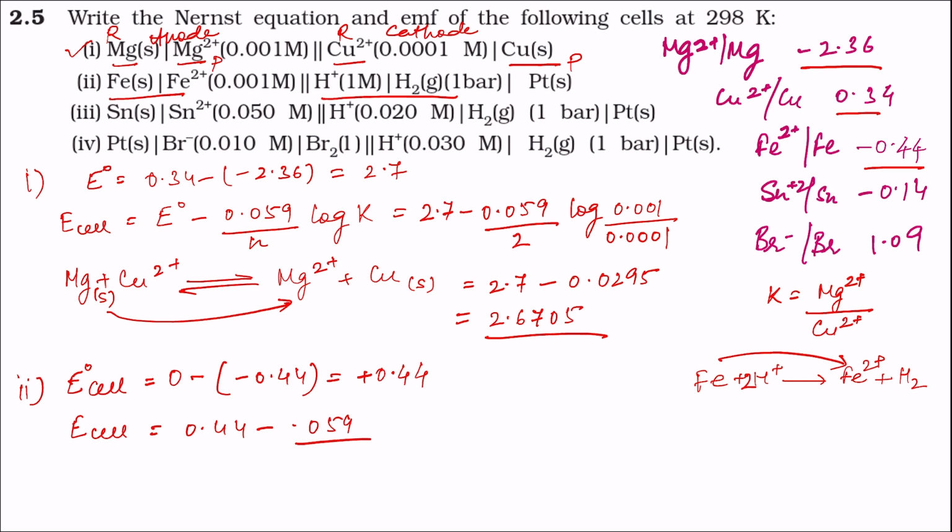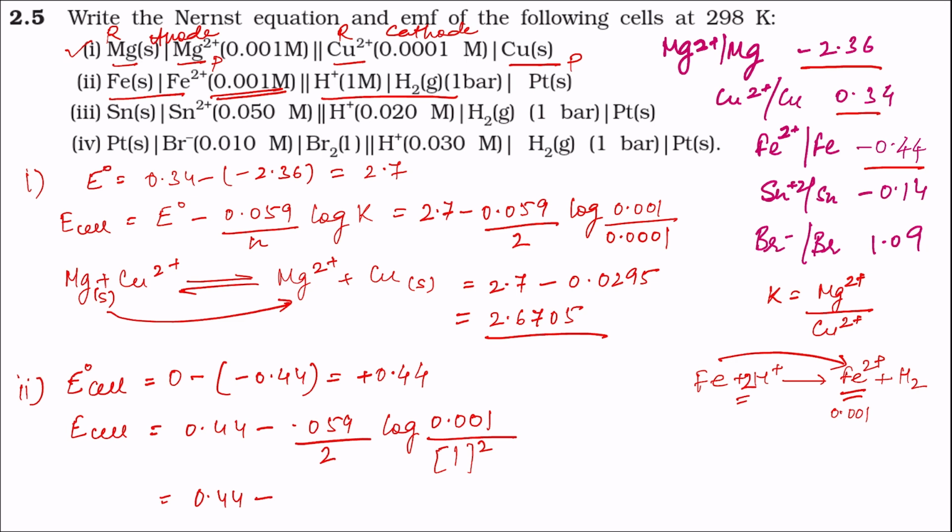So E cell is 0.44 minus 0.059 divided by N. Value of N is 2, the number of electrons involved is 2, log K. Now what is the concentration of the ions present in the product? It is given as 0.001. Concentration of Fe2+ ions divided by concentration of H+ ion is given as 1 M. So 1. Now since the stoichiometric coefficient of H+ is 2, so this will be 1 square. Solving this, EMF of the cell will be 0.44 minus 0.059 divided by 2.